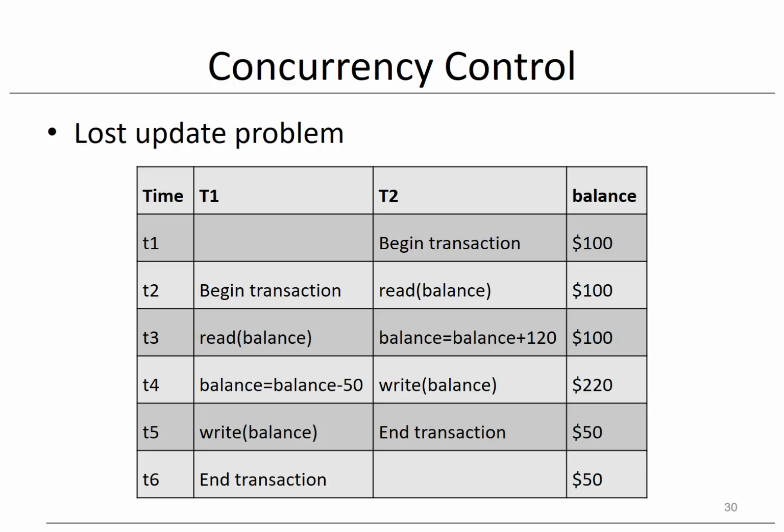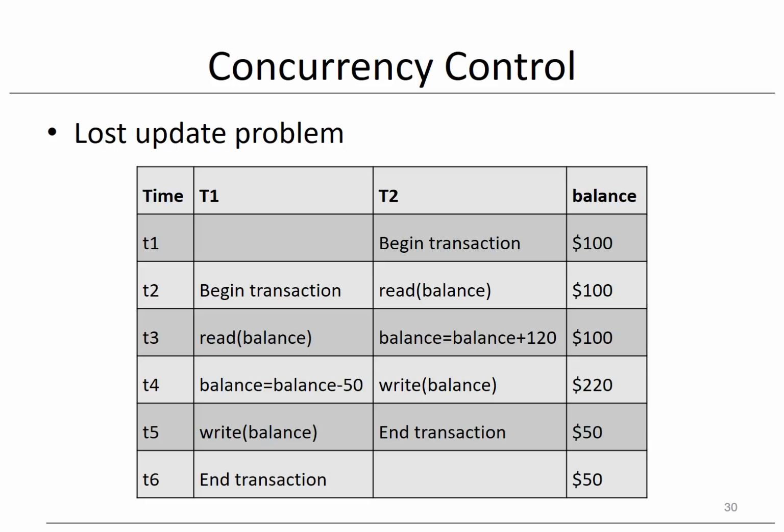Here you can see an example of two database transactions, T1 and T2. Transaction 1 updates the account balance by withdrawing $50. Transaction 2 deposits $120. The starting balance is 100. If both transactions would run sequentially instead of parallel, the ending balance should be 100 minus 50 plus 120, or 170.